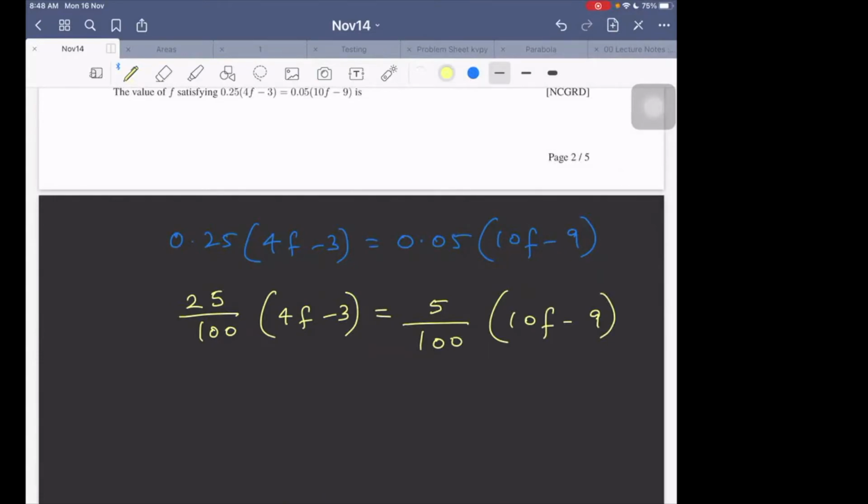Is that all right? 0.25 is 25 by 100 and 0.05 is 5 by 100. That's fine, right? Yes. 0.25 is 25 divided by 100, and 0.05 is 5 out of 100.